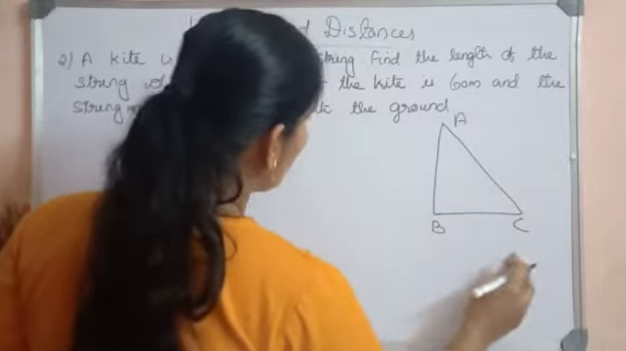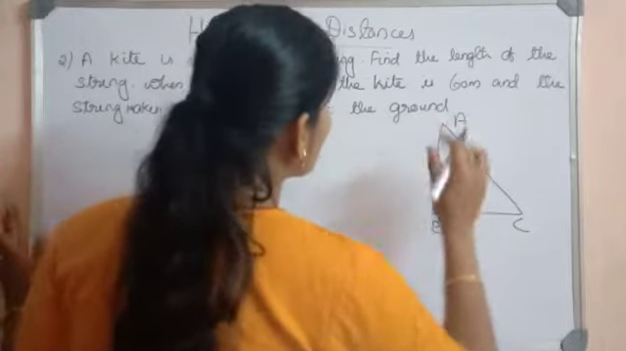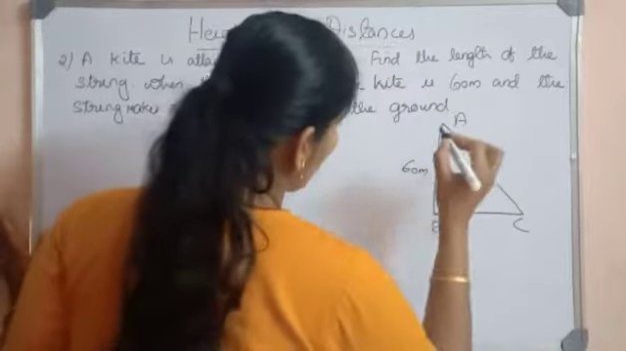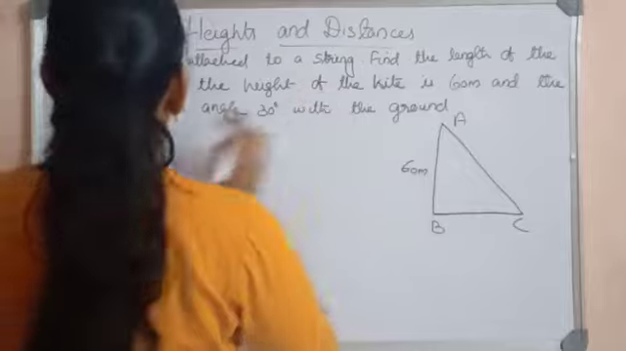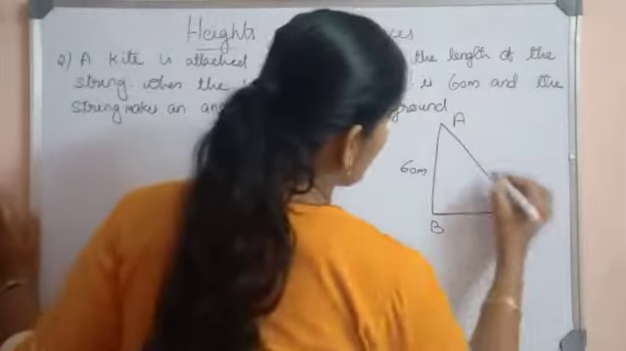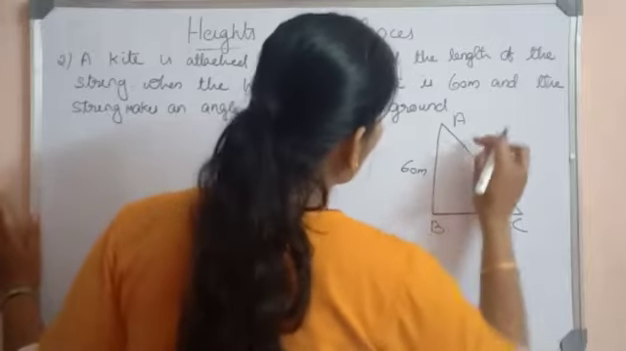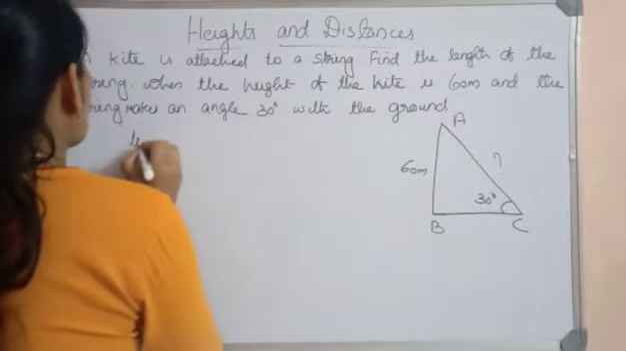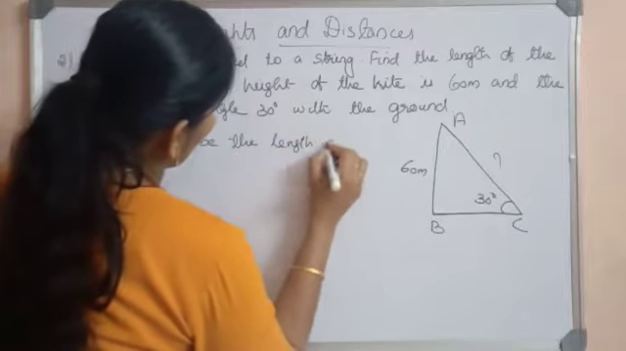So, AC is the string here and the height of the kite is 60 meters. It's given that the kite is at a height of 60 meters from the ground. This BC is the ground and this is the height of the kite and this AC is the string. Now, the question is, when the string makes an angle 30 degree with the ground, we need to find the length of the string. So here, this is the string and this is making an angle of 30 degree with the ground. We have to find the length of this string, that is AC value we have to find. So let's write, let x be the length of the string.